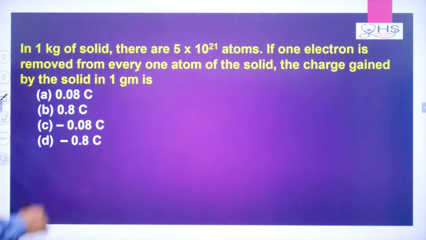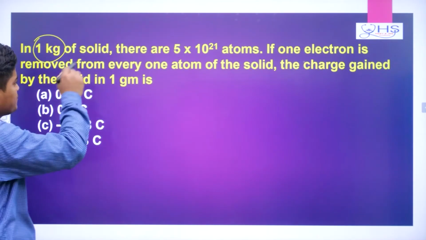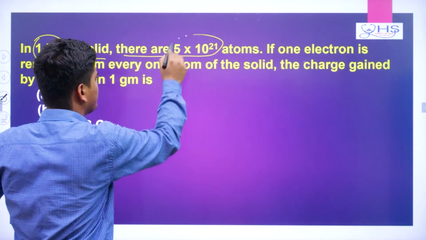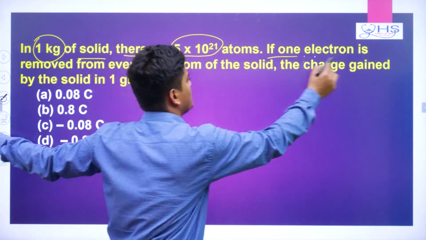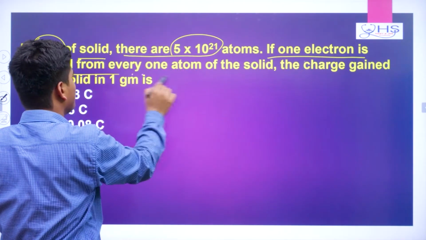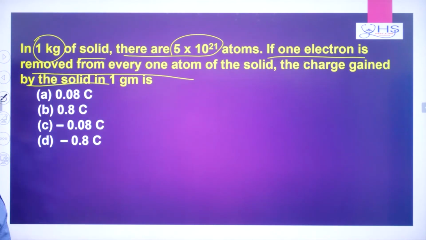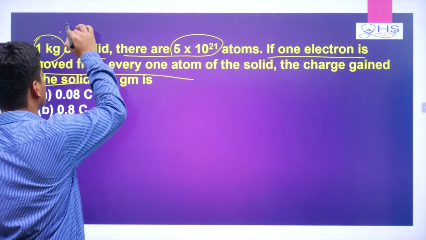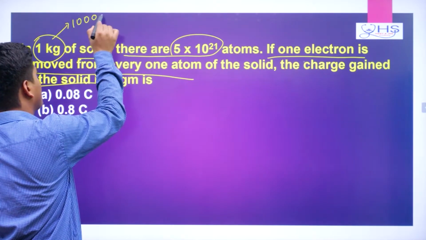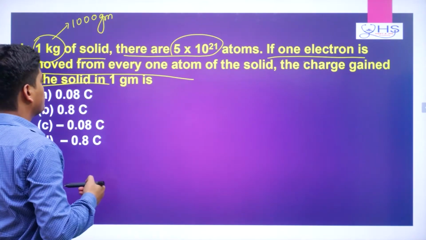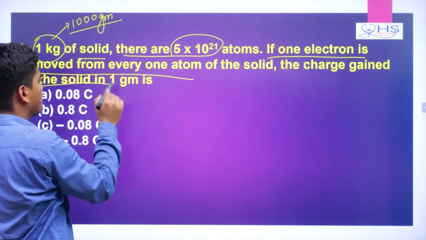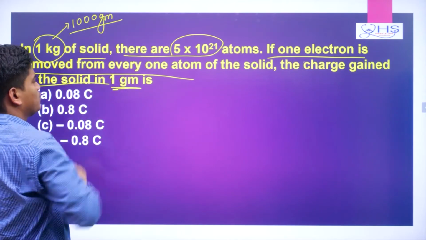Now come to the next question. In 1 kg of solid, there are 5 into 10 to the power 21 atoms. If one electron is removed from every one atom of the solid, the charge gained by the solid in 1 gram is how much? Some options are given here. Now try to understand first. 1 kg means how much gram? 1000 gram. Because they are asking about 1 gram, that's why I told in gram.